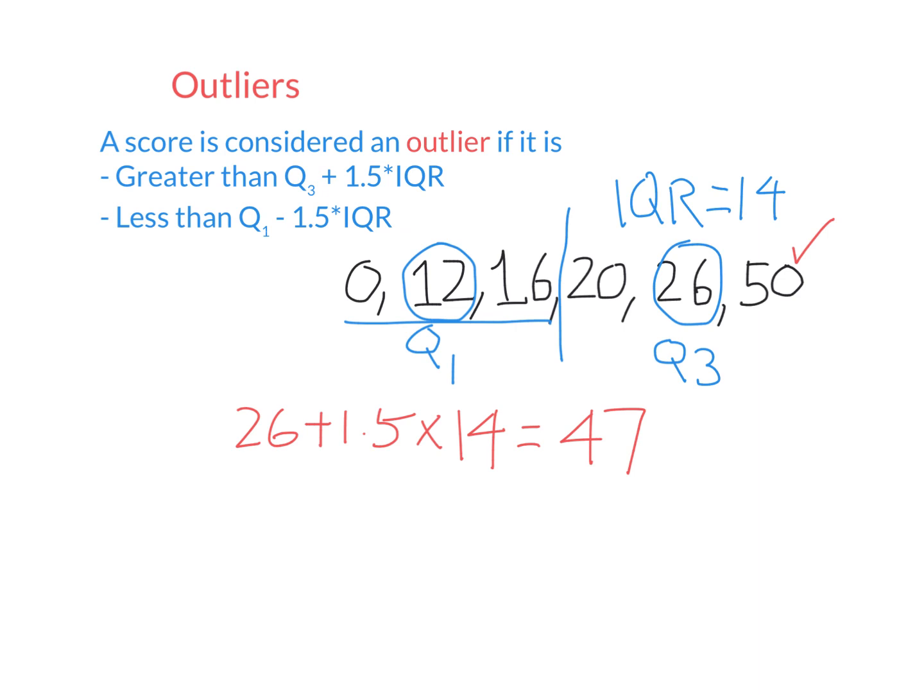We will also consider any score an outlier if it's less than Q1 minus 1.5 times the interquartile range. Now, if you put this on your calculator, you get -9. 0 is clearly not less than -9, so it is not an outlier. This set of scores contains one outlier, which is 50.